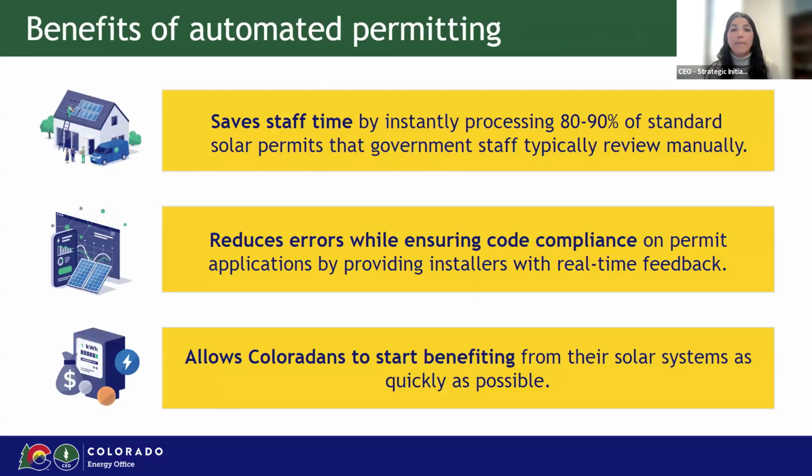Now to go over some benefits of automated permitting. The first one is going to be that it saves staff time. So these platforms can typically process about 80 to 90% of standard permits that government staff are normally going to be reviewing manually. So this cuts down on workload for staff and gives them more time to focus on more complicated or nuanced projects or just other workload that they might have.